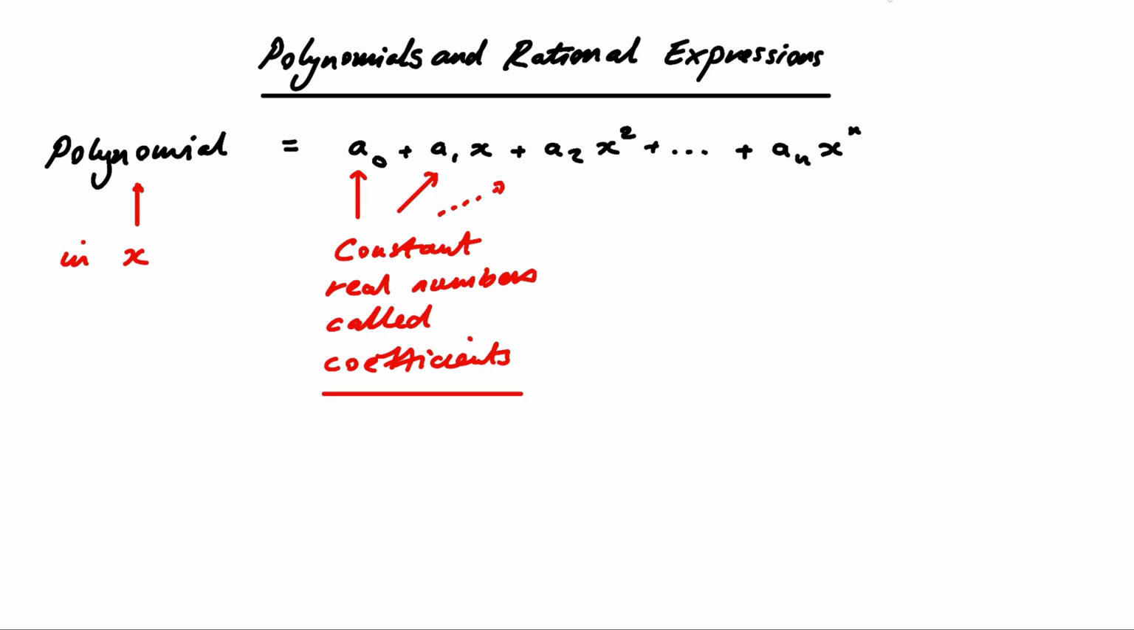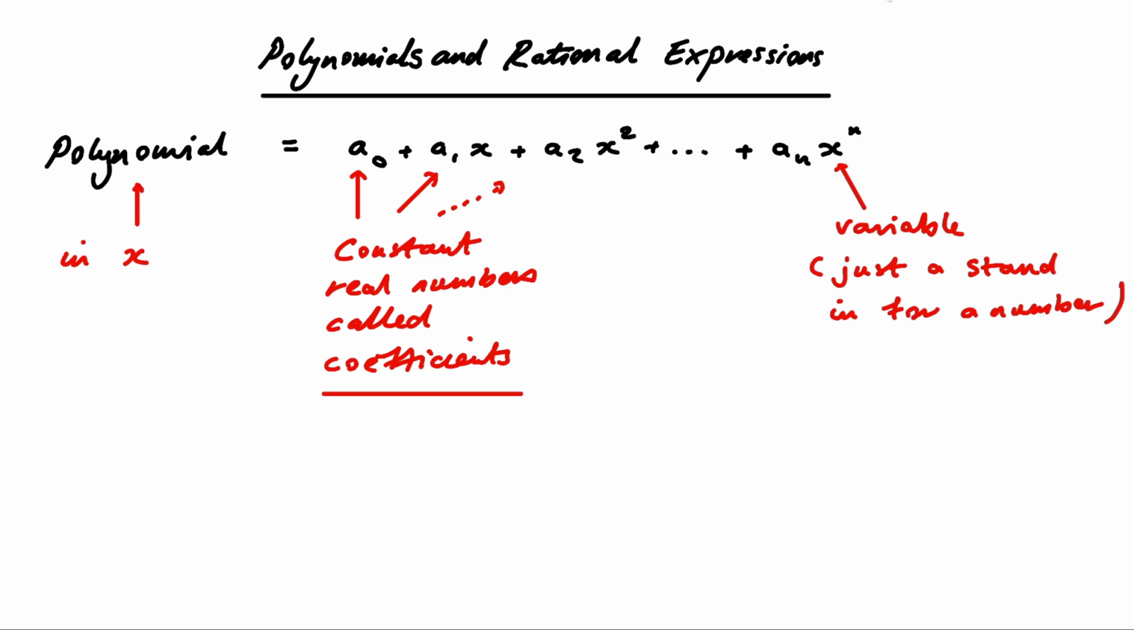So we think about x kind of as a variable, as I said, because it's just a stand-in for any number at the end of the day. This is kind of a variable. So it's just a stand-in for a number. Okay, so a few things to be said.